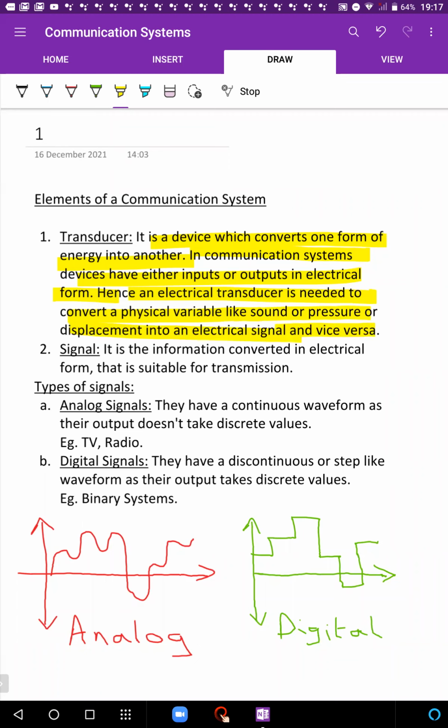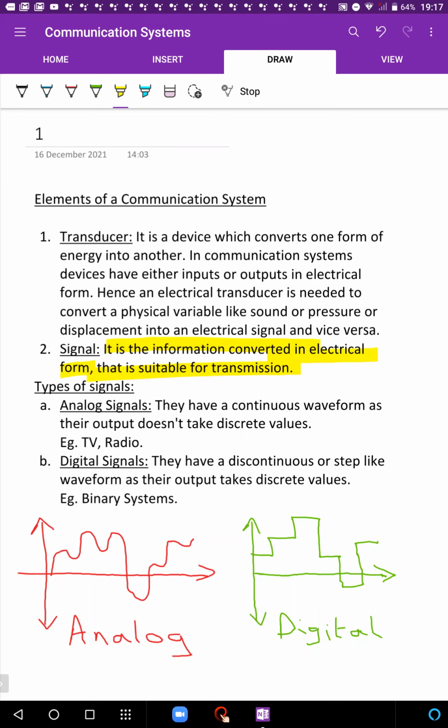So later at the output end, imagine a camera captures a match and converts it into an electrical signal. Your TV is receiving that electrical signal, then that needs to again get converted into a meaningful format for you. So it again gets converted to sound and visuals. So transducers are devices which make those conversions. Okay, then signal. Signal is that converted information, that information in an electrical form that is suitable to be transmitted. Transmission means sending, that is a signal.